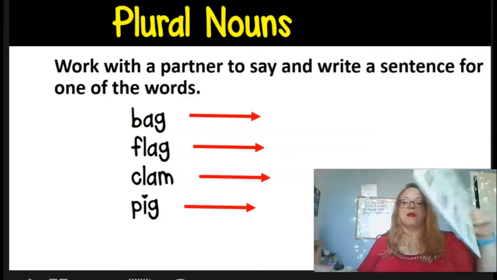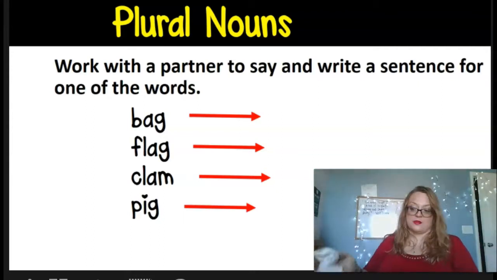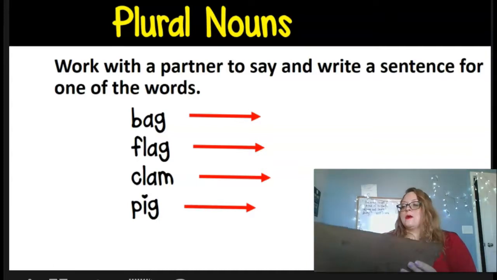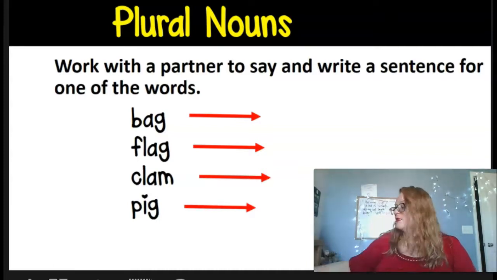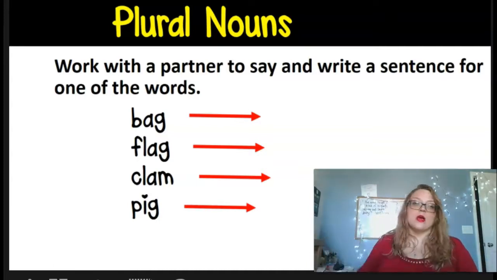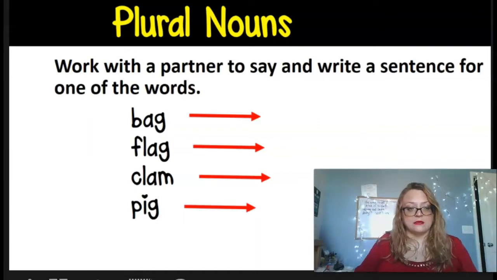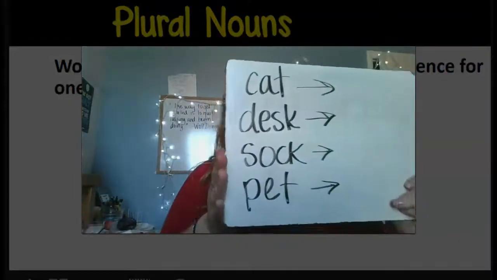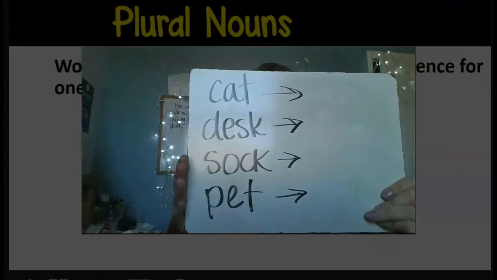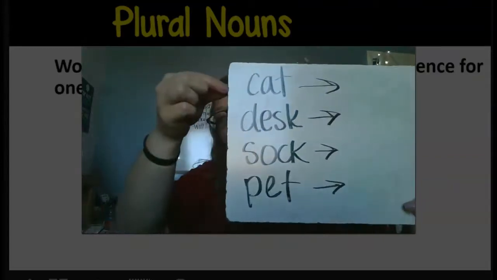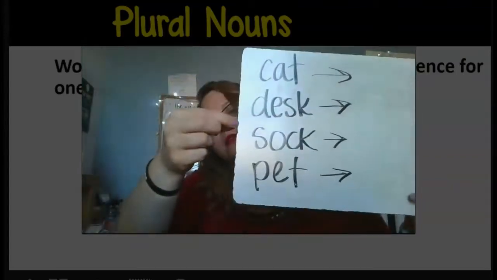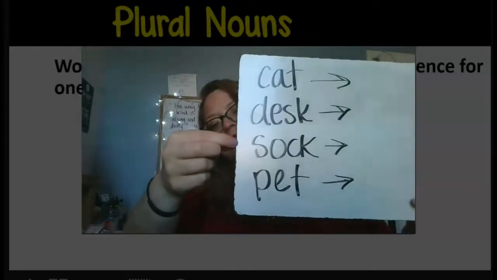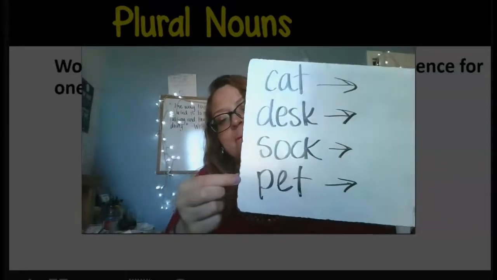Pigs. All right. I have to erase because I ran out of room. But we're going to write 4 more words. So, go ahead and get your paper ready. All right, so go ahead and make your board look like mine. We have the word cat, desk, sock, pet.